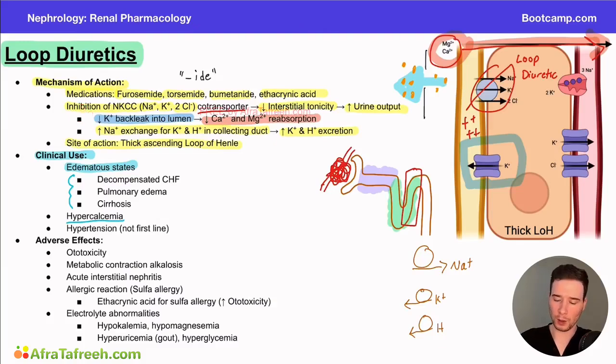And finally, the last one I want you to know for test day is that this can be used to treat hypertension. However, it's not a first-line agent. There's a lot of medications that can be used for hypertension. This is rarely, if ever, going to be the correct answer on a board question. However, we can think about this in the same context, right?